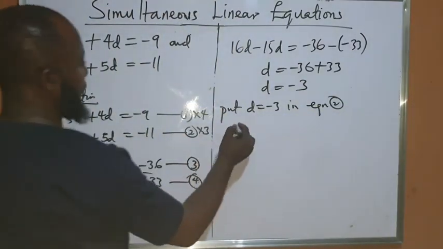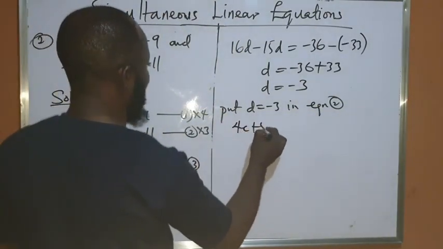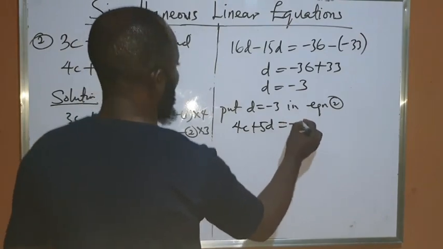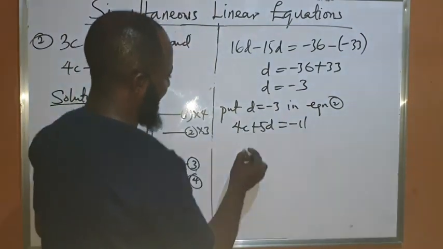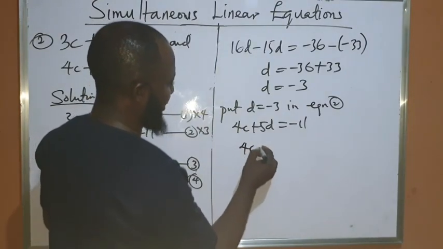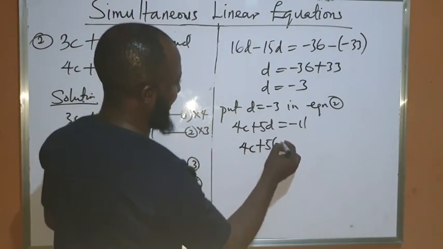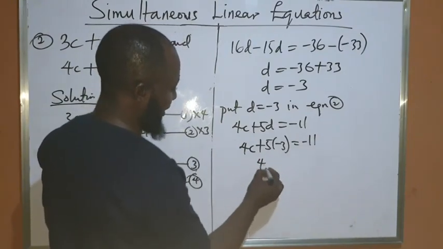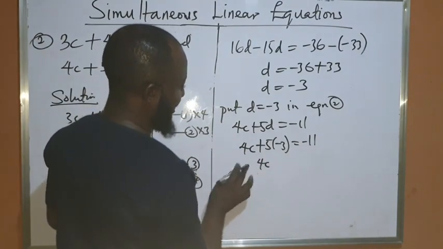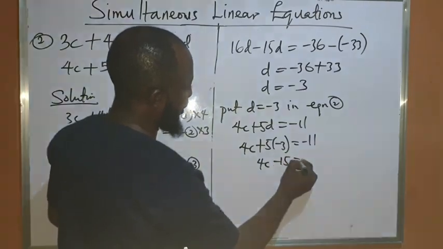So equation 2, which is 4c plus 5d equals what? Minus 11. So wherever we see d, we put minus 3 there. So that means we have 4c plus 5 into minus 3 equals minus what? 11. So that is 4c minus 15 equals what?